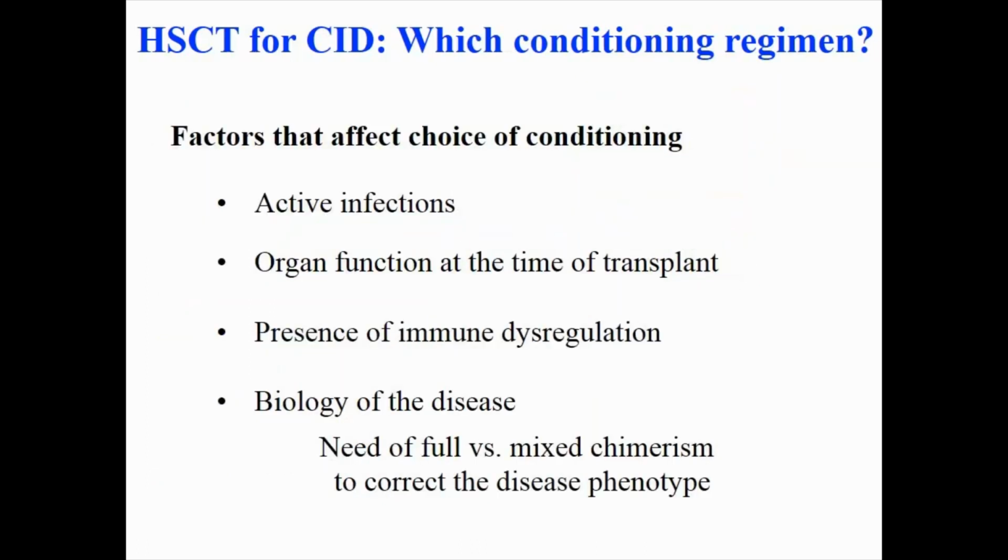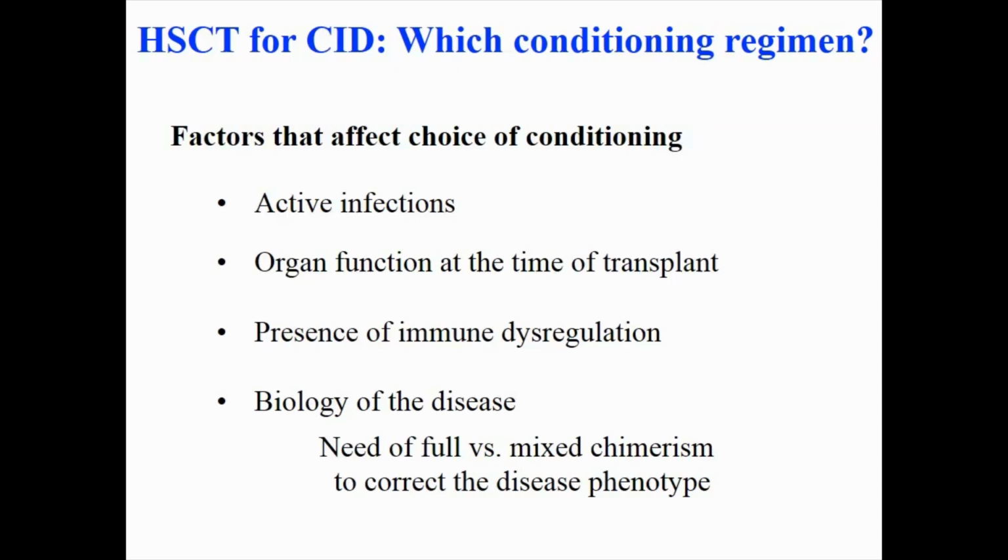So again, these are the factors that really affect the choice of what conditioning to use. Does the patient have active infections? If you have active infections, you have to be very careful with both myeloablation and immunosuppression. If the patient has serious organ dysfunction, then some drugs may not be used. If there is immune dysregulation, you may need to use more immunosuppression because that patient has an overactive immune system and you need to suppress the immune system.